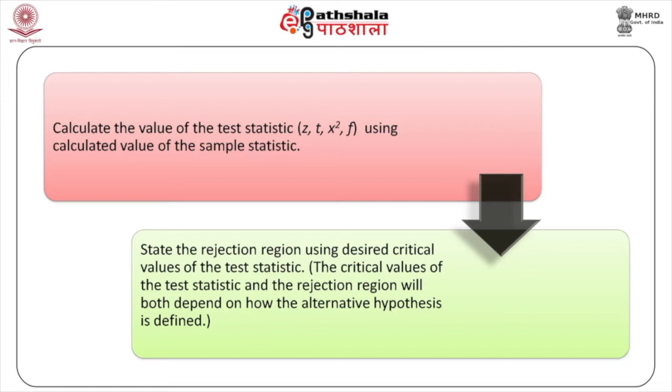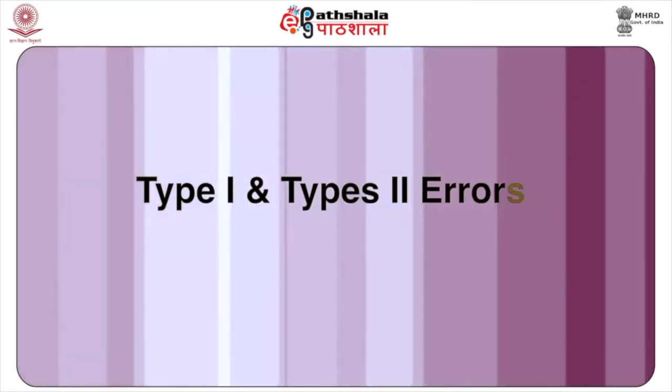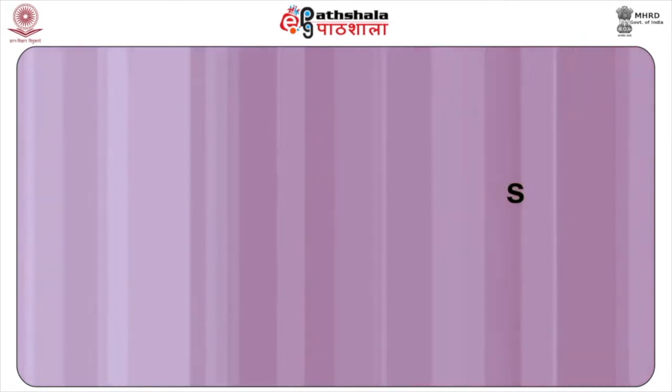The critical values of the test statistic and the rejection region will both depend on how the alternative hypothesis is defined. Eighth, apply the decision rule to reject the null hypothesis if the calculated value of the test statistic falls in the rejection region, and do not reject otherwise at the alpha level of significance. Ninth, state the conclusion in terms of the problem posed. Now we are going to discuss type 1 and type 2 errors.